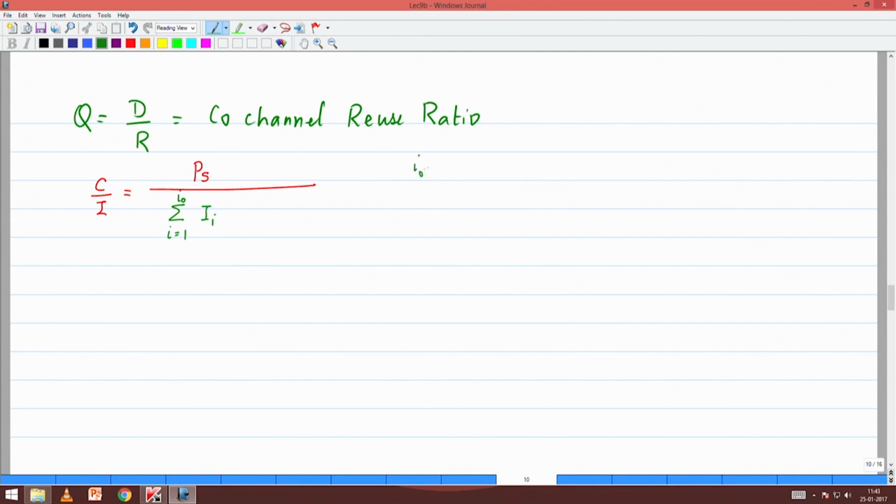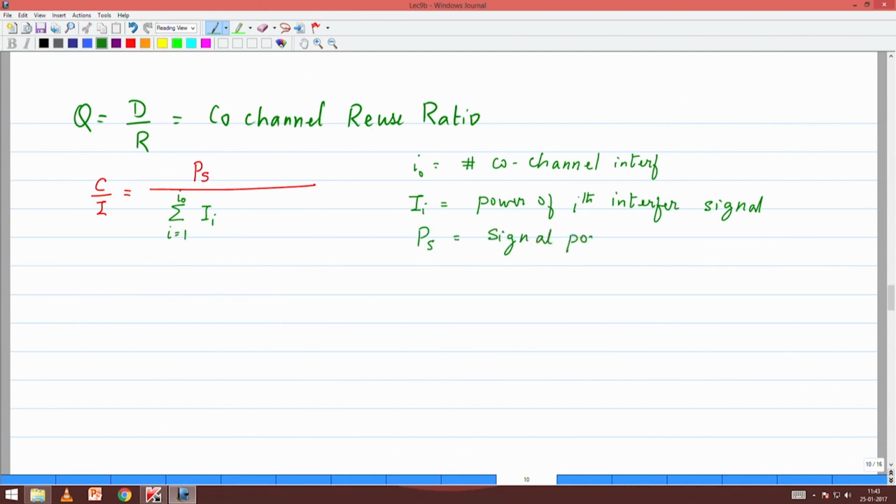Okay. So I naught is equal to the number of co-channel interferers, and I have to determine which of these are significant and apply the appropriate number and include their powers. And I is the power of the ith interferer, the interfering signal, the interfering base station, and PS is the signal power. Okay.